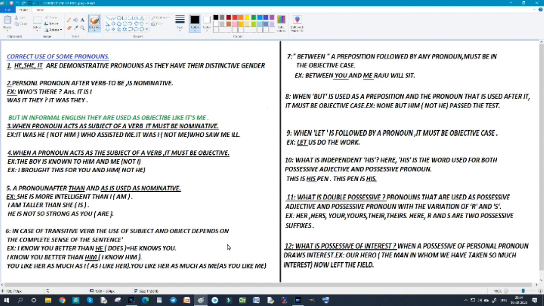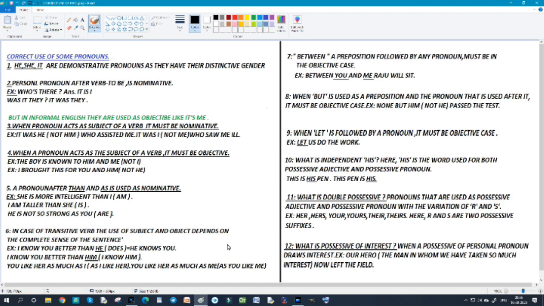Rule number 7. Between is a preposition. If it is followed by any pronoun, then the pronoun must be in the objective case. Look at the example: between you and me, Raju will sit. Raju will sit between you and me. So you and me are in objective case.